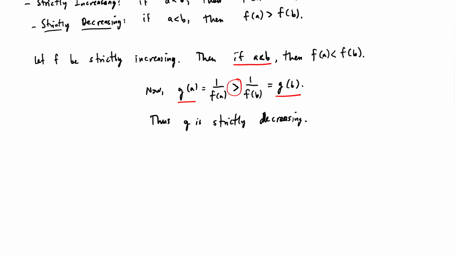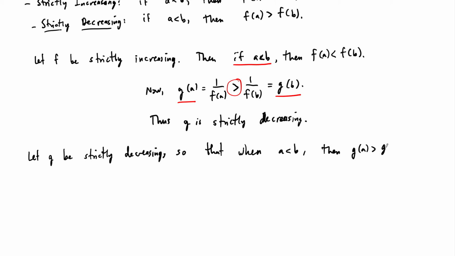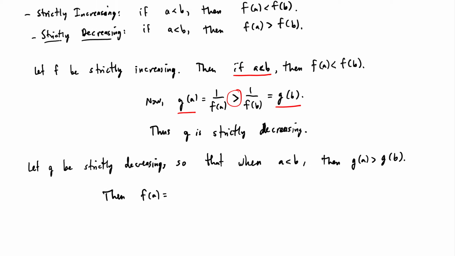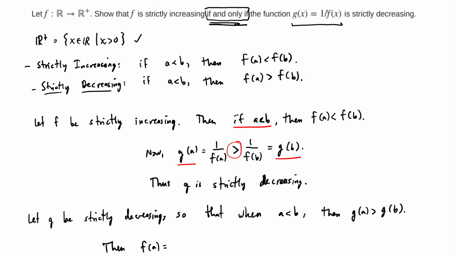And actually, it's going to look exactly the same. So for part 2, we'll just suppose that g is strictly decreasing. And let's write down what that means: strictly decreasing, so that when a is less than b, then g of a is greater than g of b. Then what's true about f of a? Well, this reciprocal relationship goes both ways. By the way, since f of a can't be 0, 1 over f of a cannot be 0 either. So that means that g is never 0.